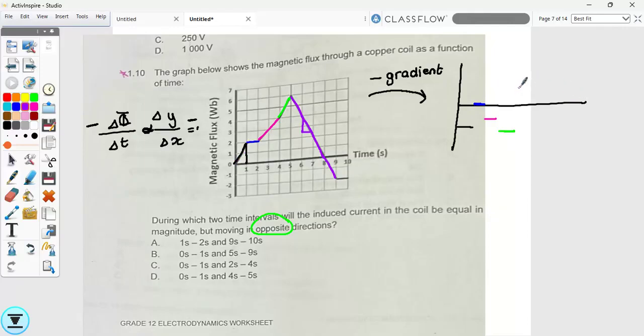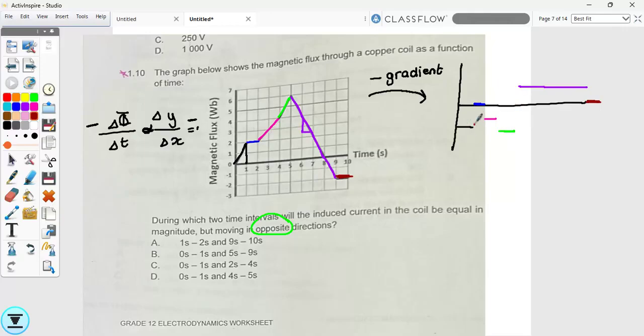So for that whole time there, we're going to have a flat line here that is the same as this first little bit. And then for that last one, where this is flat, this is going to be 0 again. So the opposite. They say, during which two time intervals will the current be equal? So they don't worry for how long it's running.